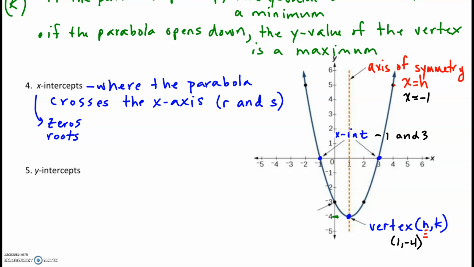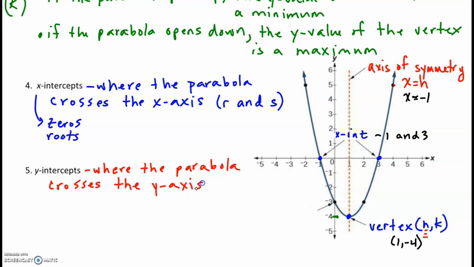Okay, lastly, we have the y-intercept. So the y-intercept, you guys again are familiar with that concept. That's going to be where the parabola crosses the y-axis. Okay, crosses the y-axis. And so if we look right here, there's my y-intercept. And in this case, the y-intercept is -3.